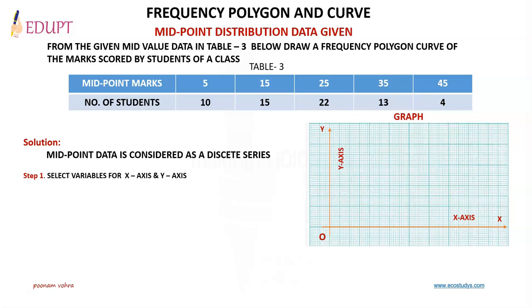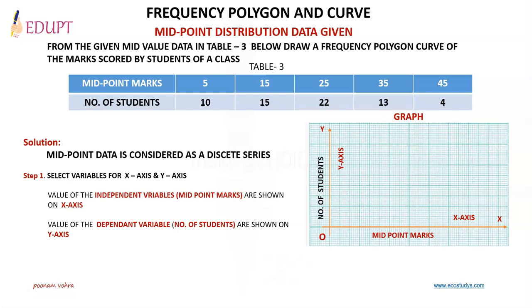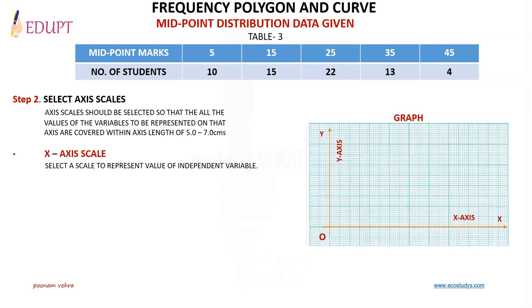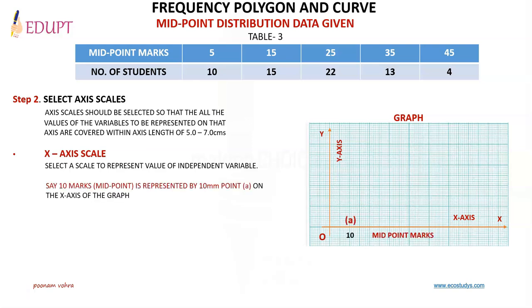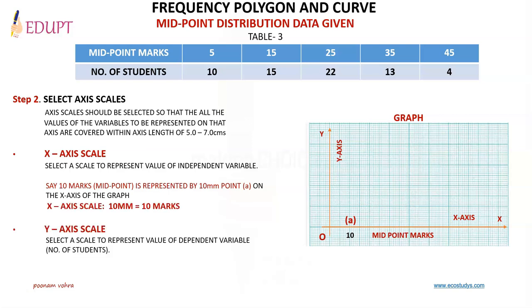Then select variables for x and y axis. For x-axis, independent variable midpoint marks are taken, and on y-axis, dependent variable, that is number of students, are taken. Then you need to select the axis scale. For x-axis scale, which represents independent variable, let us assume 10 marks represents 10 millimeter point as shown by A on x-axis, and for y-axis, let's assume 5 students represent 10 millimeter point shown by A dash on y-axis.